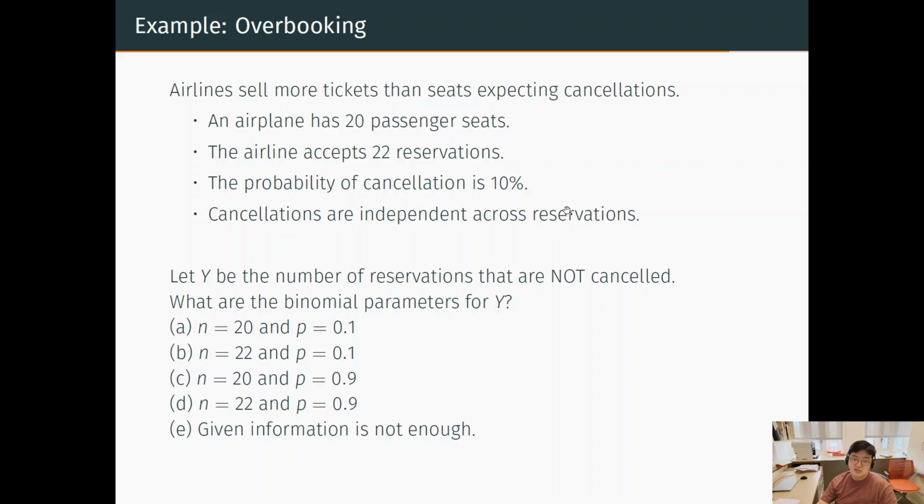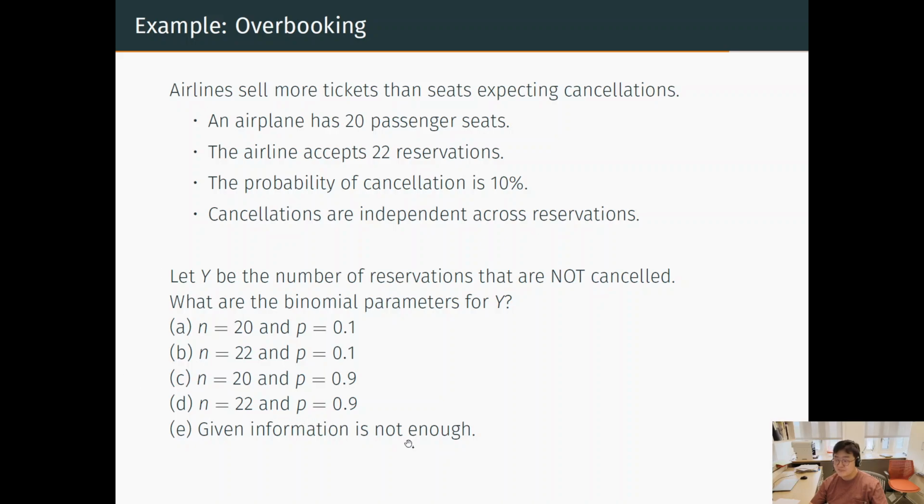And in this example, I am interested in the number of reservations that are not canceled. That means this is the number of passengers, travelers who actually want to take the flight, right? How many travelers are going to come to the airport? And then we know it's a binomial distribution, but before studying the distribution, we have to set its parameters.